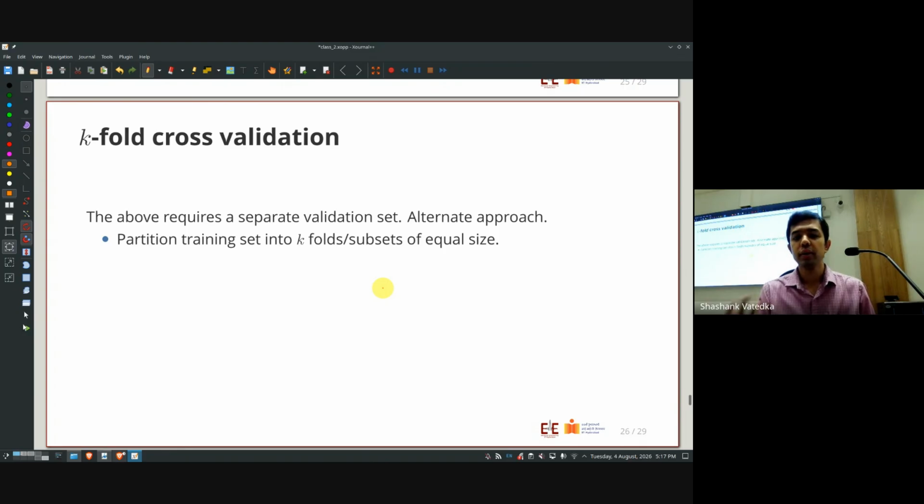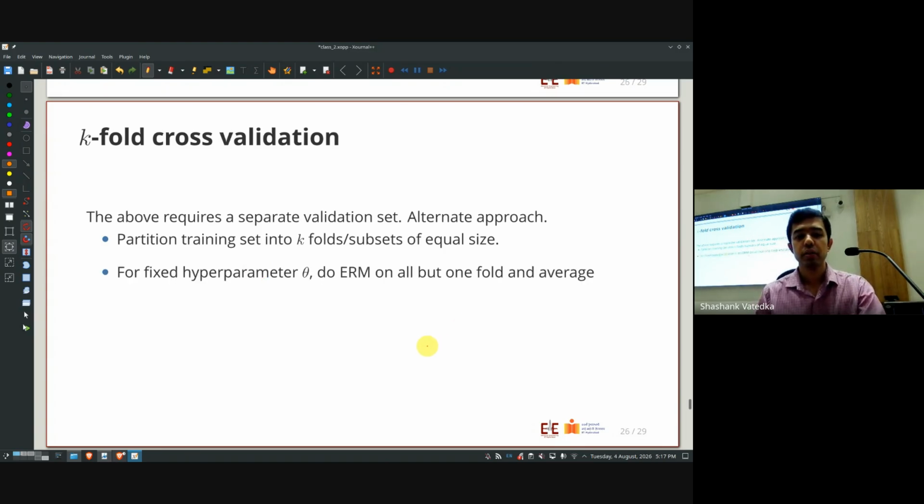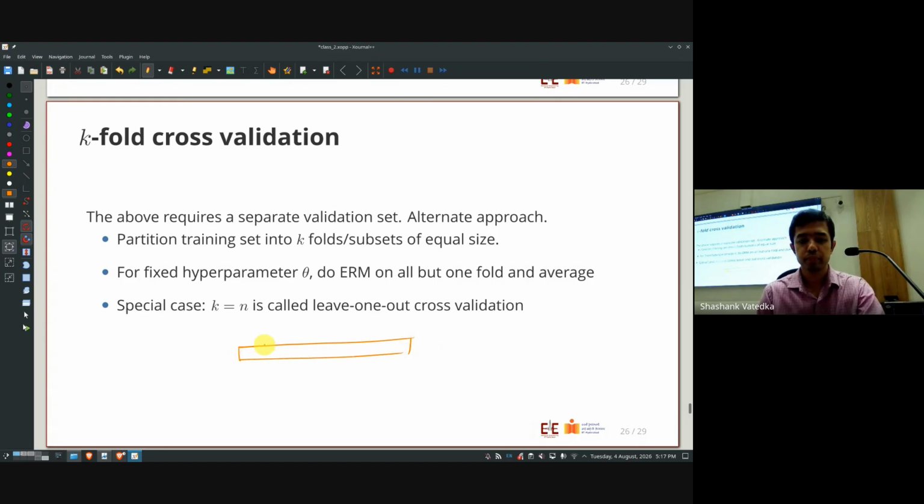An alternate approach is called k-fold cross-validation, where you do the following. You take the training set and partition it into k folds, or subsets, of equal size. For a fixed hyperparameter, you do ERM on all of them except one particular fold, and then you average. So I have my training set, and I split it into k parts.